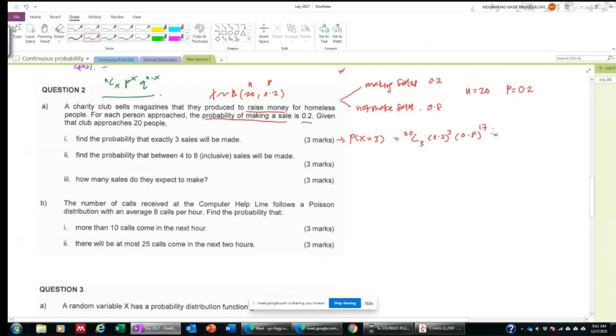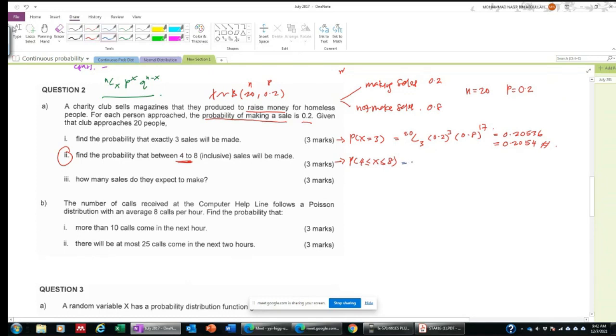So how much is this one? You press the calculator, it will be 0.20536. Kita letak 4 decimal points. Basically we fix to 4 decimal points, so 0.2054. Right, settle, 3 marks. And then we look into question number 2. Find the probability that x is between 4 to 8 inclusive. So probability of 4 to 8, right? So let me use another color.